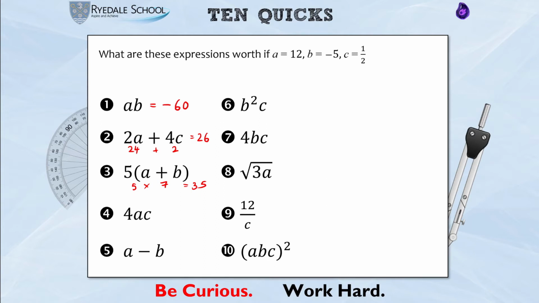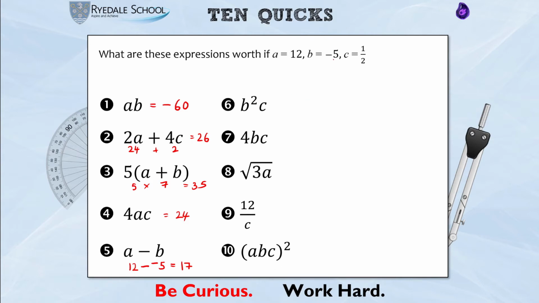4 times A times C. Well, 4 times 12, 48, times a half, 24. So question 5 is the first place I'm expecting to have caught a couple of you out, because we have been asked to do A take away B, which is 12 take away -5. And remember, when you subtract a negative number, that's equivalent to adding. That one is 17.